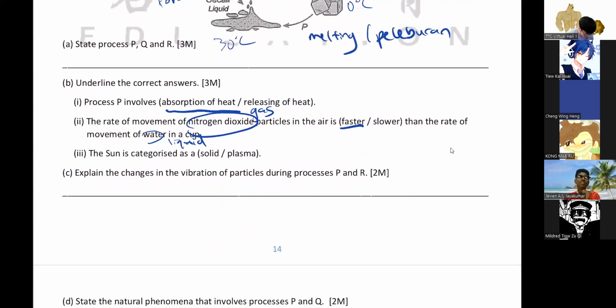Number 3, the sun is categorized as a plasma. Guys, this is not in your syllabus, so it's not really important.